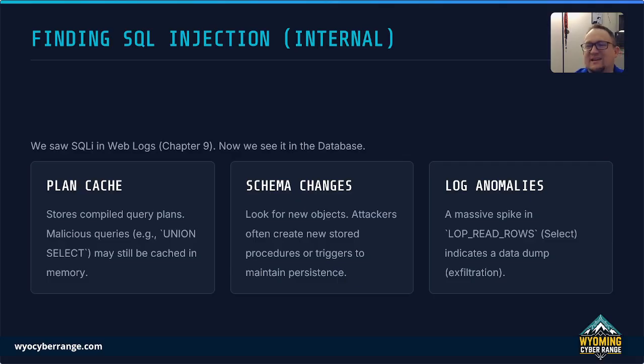SQL Server stores compiled query plans in memory to speed up performance, so a malicious query containing UNION SELECT may still be cached in RAM. We might be able to find it here. The other place we may look is schema changes. If there are any new database objects, attackers will create new stored procedures or triggers to help establish persistence inside of the database. And then log anomalies: we need to watch out for spikes in log read rows.